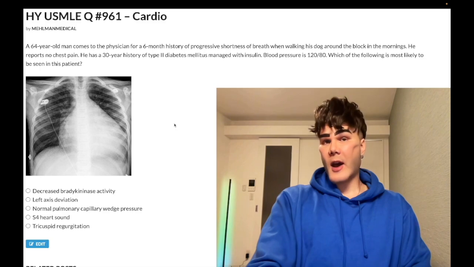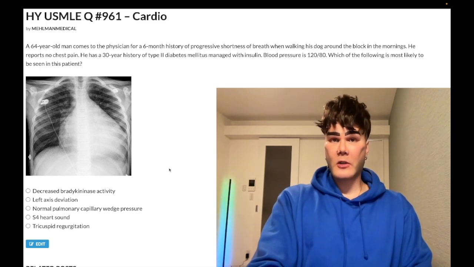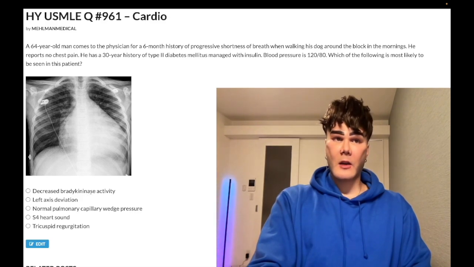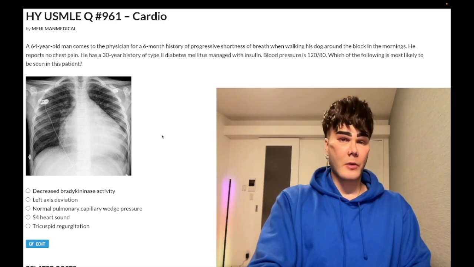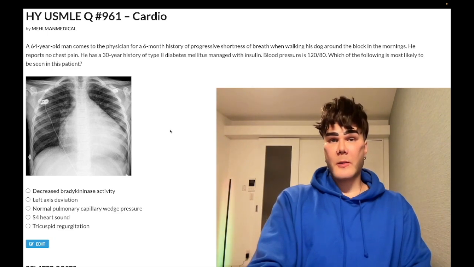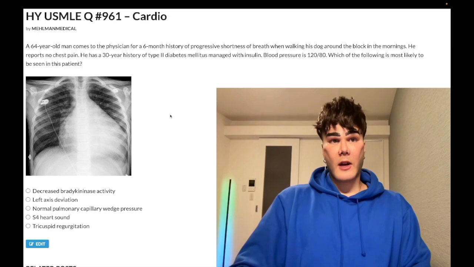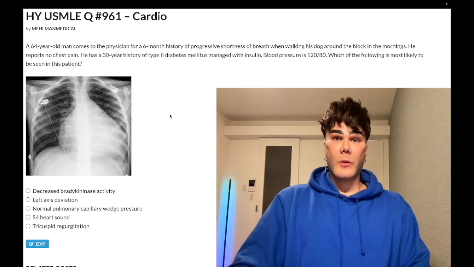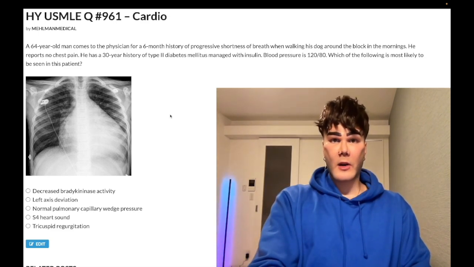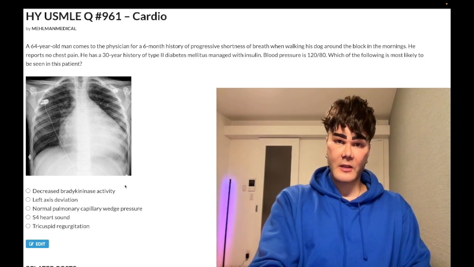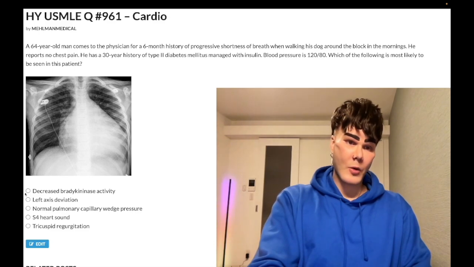Choice A, decreased bradykinase activity. Wrong answer. If you've been watching my content, I've talked about how this is another way the NBME can write angiotensin converting enzyme. If he has systolic dysfunction in the setting of dilated cardiomyopathy with reduced ejection fraction, there's going to be reduced renal perfusion, upregulation of RAS, the renin-angiotensin-aldosterone system, and we're going to have increased conversion of angiotensin 1 to angiotensin 2. So we'd have increased bradykinase activity in this setting. Choice A, wrong answer.